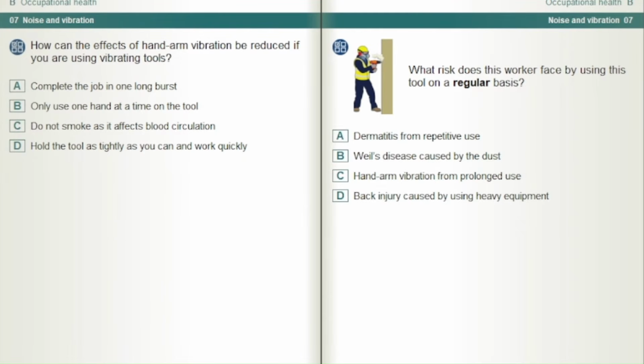How can the effects of hand-arm vibration be reduced if you are using vibrating tools? Complete the job in one long burst. Only use one hand at a time on the tool. Do not smoke, as it affects blood circulation. Hold the tool as tightly as you can and work quickly.